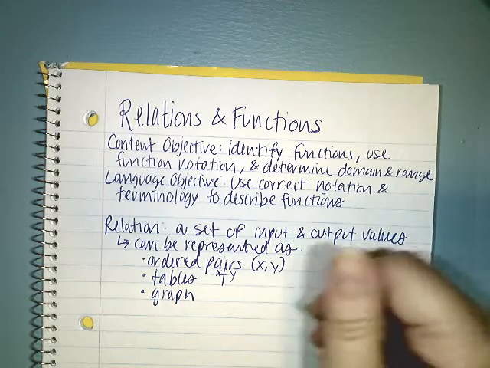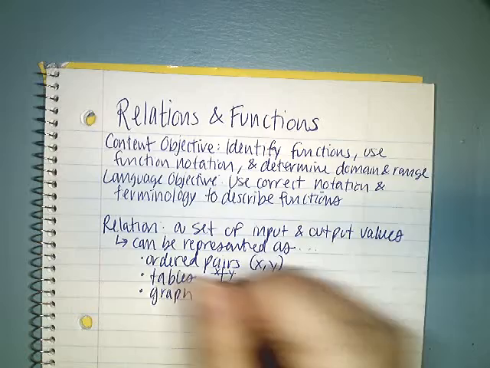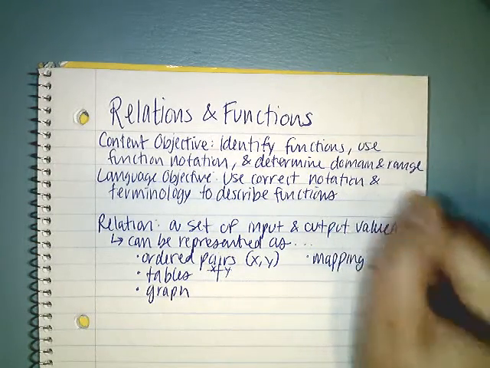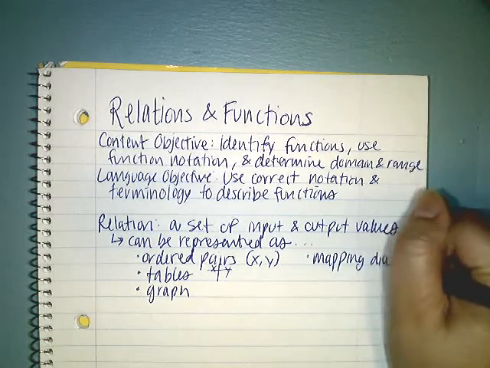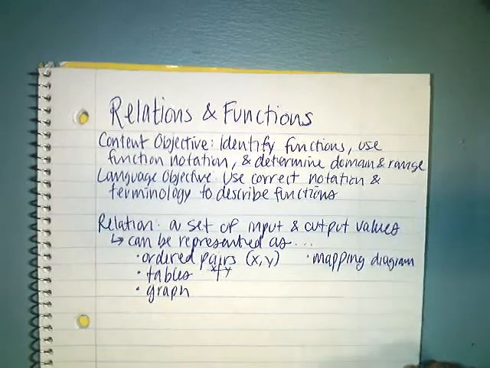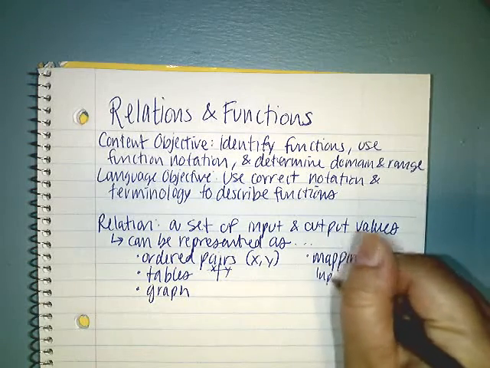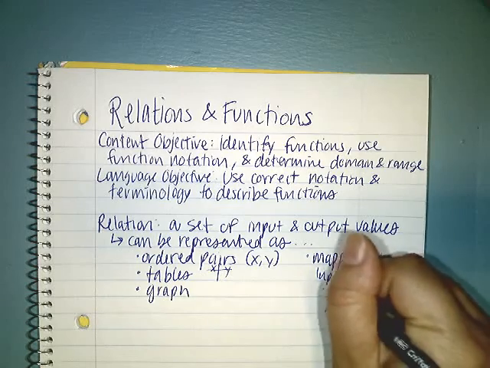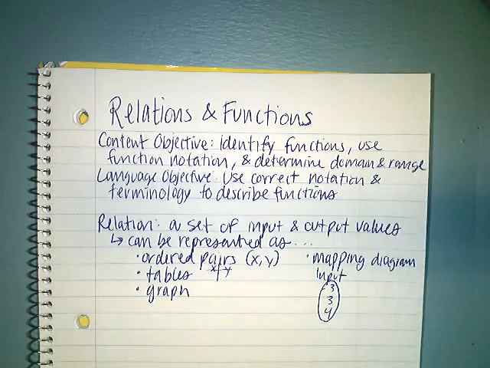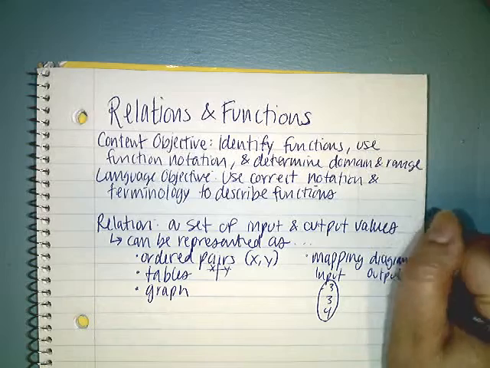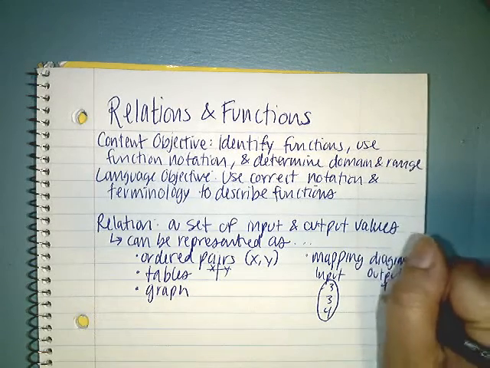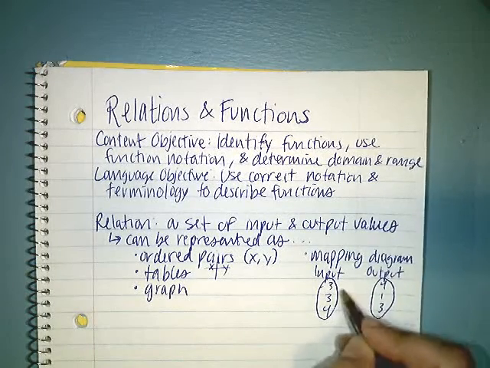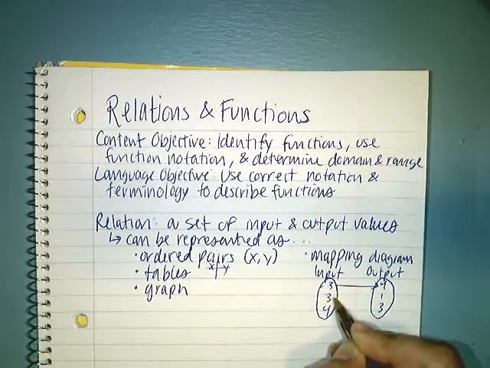And then last but not least, you may not have seen this one before, but a mapping. I'll do this up here to save room. So a mapping diagram. The way this might work is you have your input values in one circle. So we'll make up -3, 3, 4. They'd be in an oval there, and then you have output over here. And we'll make these up as well, 4, 1, 3. They're in their own oval, and this connects the input values to the output values.